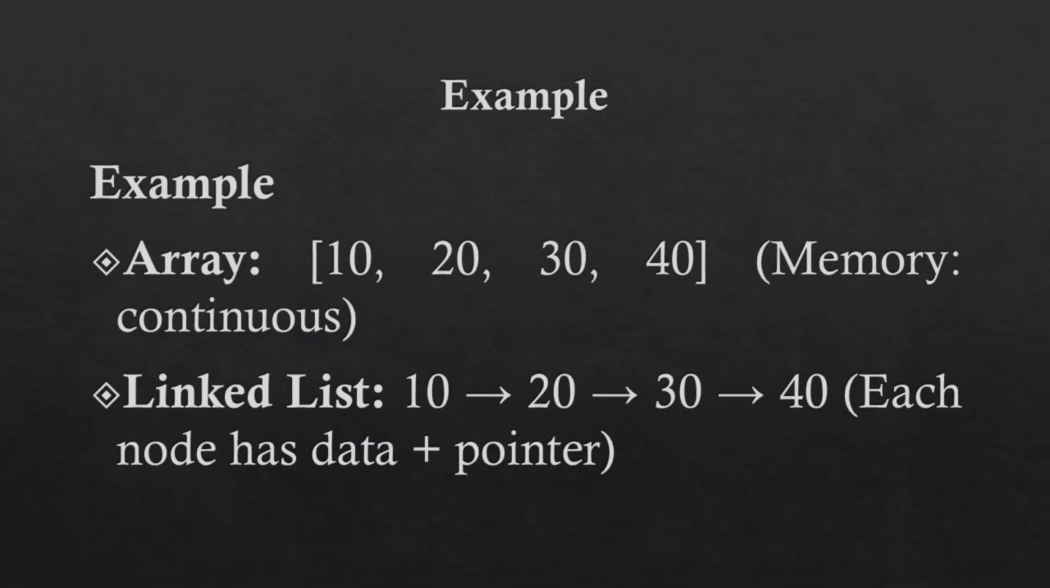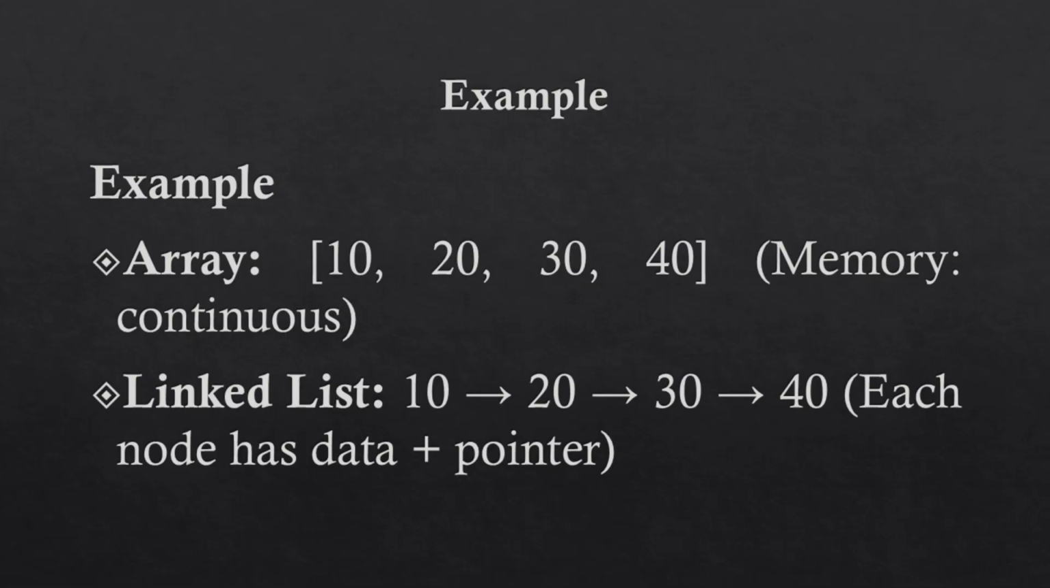Let's understand their structure with a simple example. Array representation: 10, 20, 30, 40. In memory, all elements are stored in a contiguous block, like this: |10|20|30|40|. Each box is placed side by side in memory.